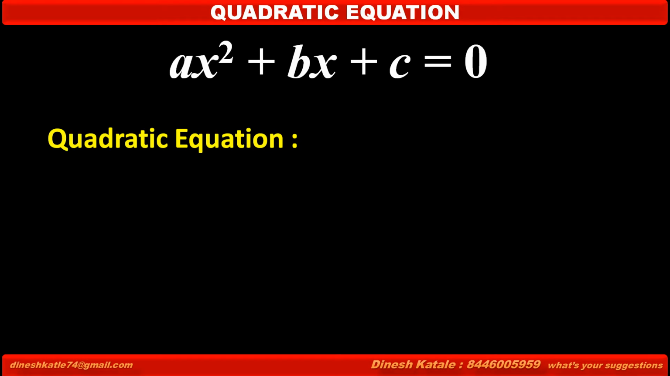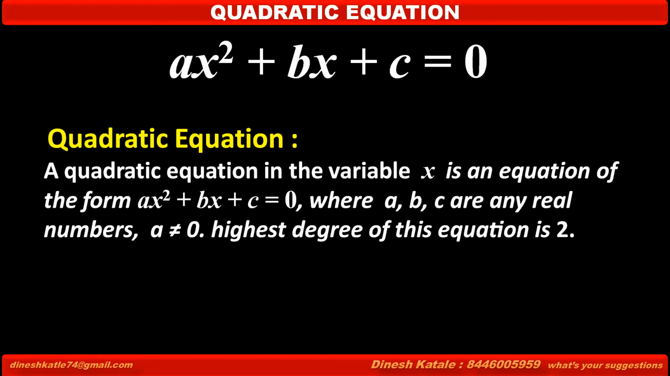Now see the proper definition of quadratic equation. A quadratic equation in the variable x is an equation of the form ax square plus bx plus c is equal to 0, where a, b and c are any real numbers with the condition a is not equal to 0. a may be any real number except 0, and the highest degree of this equation is 2. Highest degree of this equation means the highest power of the variable is 2.